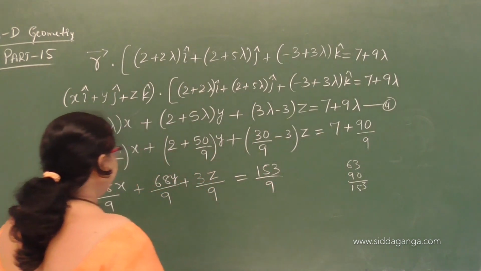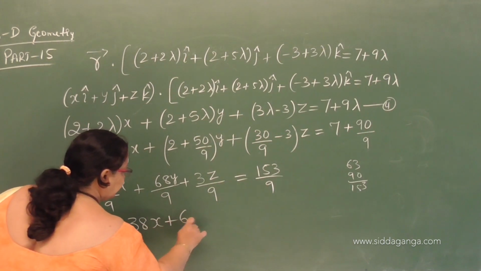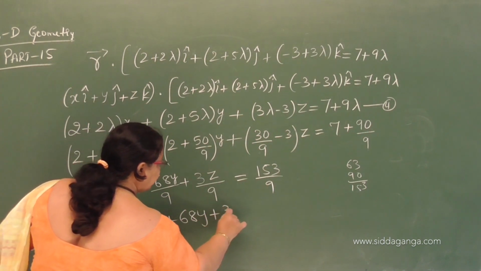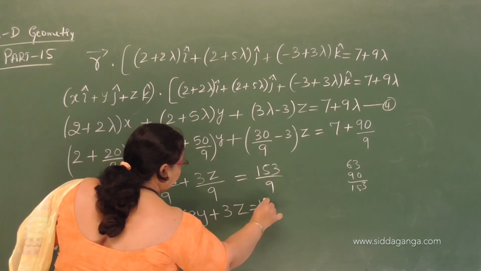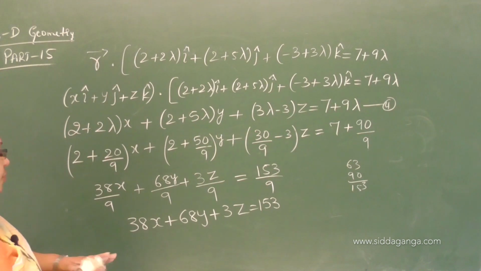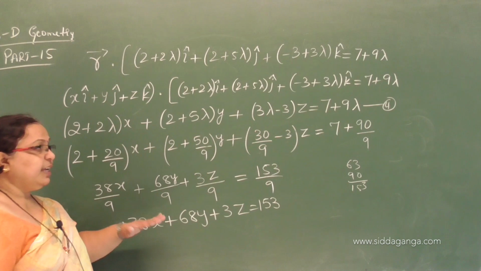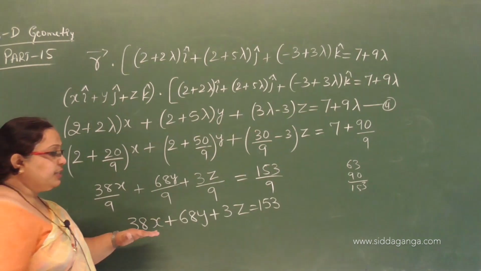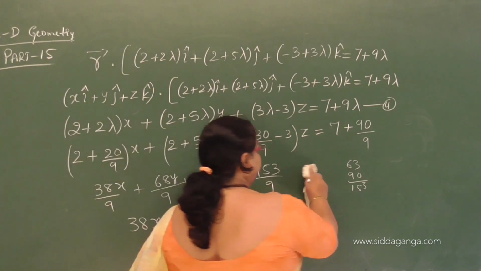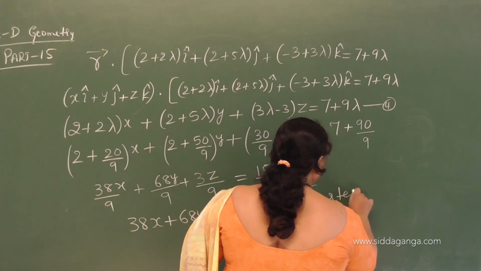Taking 9 as LCM, it becomes 38x plus 68y plus 3z equal to 153. This cannot be divided by 3. So now this equation represents the Cartesian form.